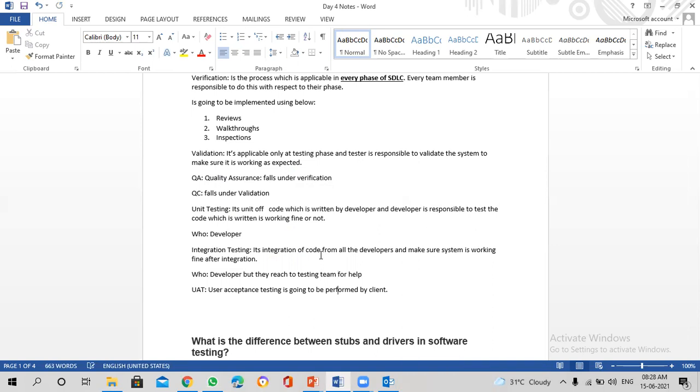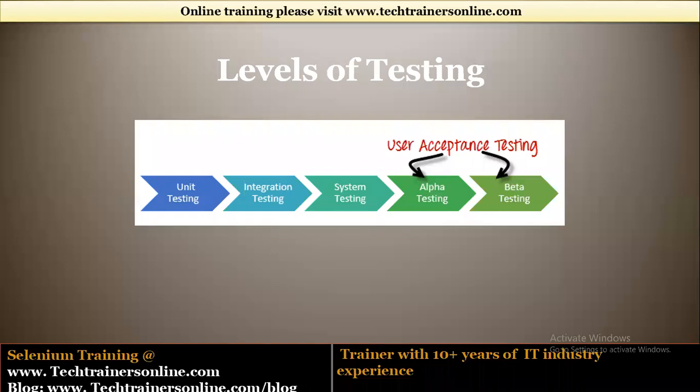User acceptance testing is generally performed by the client. So we may do it, we may not do it. That's user acceptance testing. After this user acceptance testing, there are 2 types of testing again. One is alpha testing, another one is beta testing. Now let me give an example.